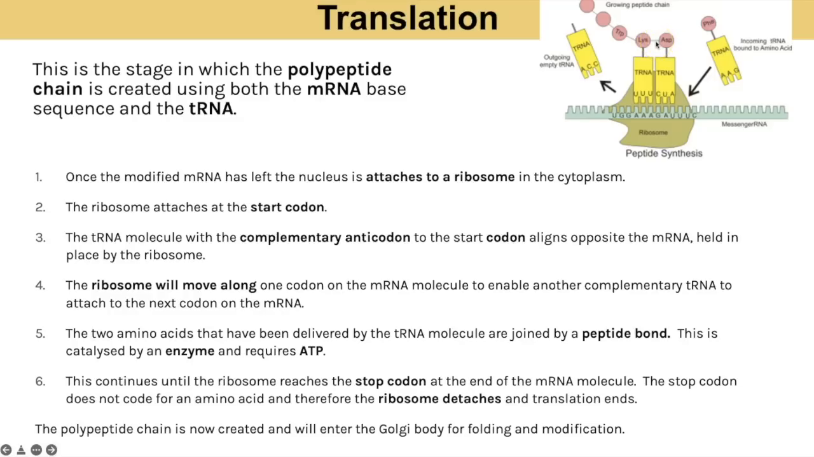And that reaction does require energy in the form of ATP and an enzyme, but you don't need to know the name of it. Once that happens, the tRNA molecule will be released and the ribosome moves along one codon, so the next tRNA molecule can then align its anticodon to its codon. So this continues until the ribosome reaches the stop codon at the end of the mRNA molecule, and when it does, that causes the ribosome to detach and therefore translation ends. Now, because we just have a polypeptide chain, the modifications will occur in the Golgi body for folding to create that secondary, tertiary or quaternary structure.